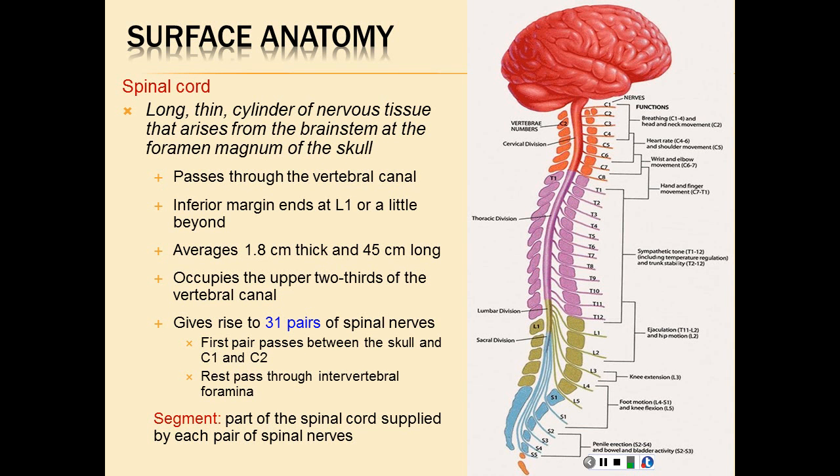The cord gives rise to 31 pairs of spinal nerves. The first pair passes between the skull and vertebra C1, and the rest pass through the intervertebral foramina. Although the cord is not visibly segmented, the part supplied by each pair of spinal nerves is called a segment. The cord exhibits the anterior median fissure anteriorly and the posterior median sulcus posteriorly, which we'll look at a little bit later.